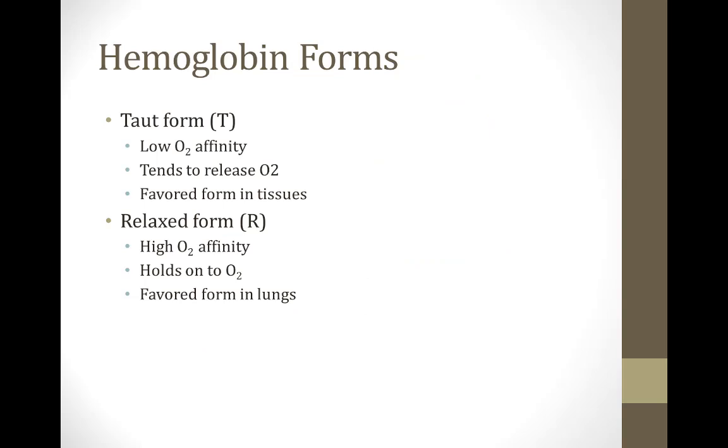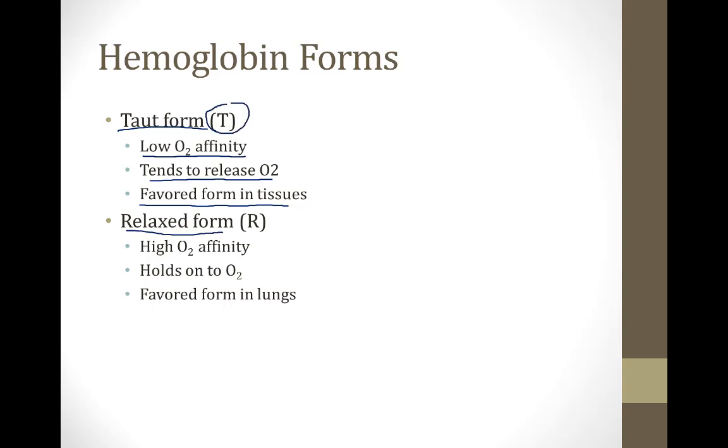Hemoglobin can exist in 2 forms. There's one form called the taut form or the T form, and this has a low oxygen affinity. This tends to release oxygen, and this is a form that's favored in the tissues. The tissues want oxygen to be released so they can pick it up and use it for metabolism. You can just remember the T stands for tissues.